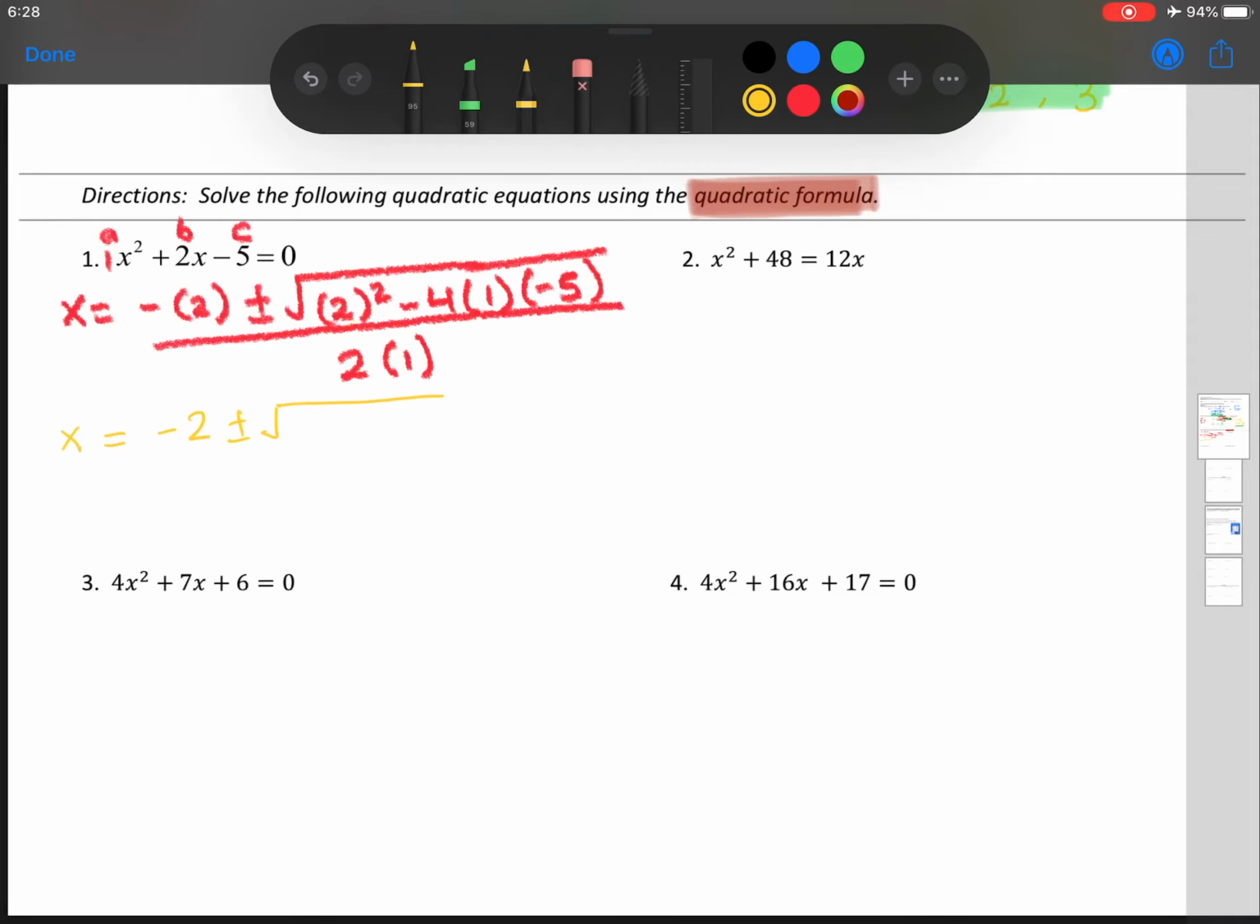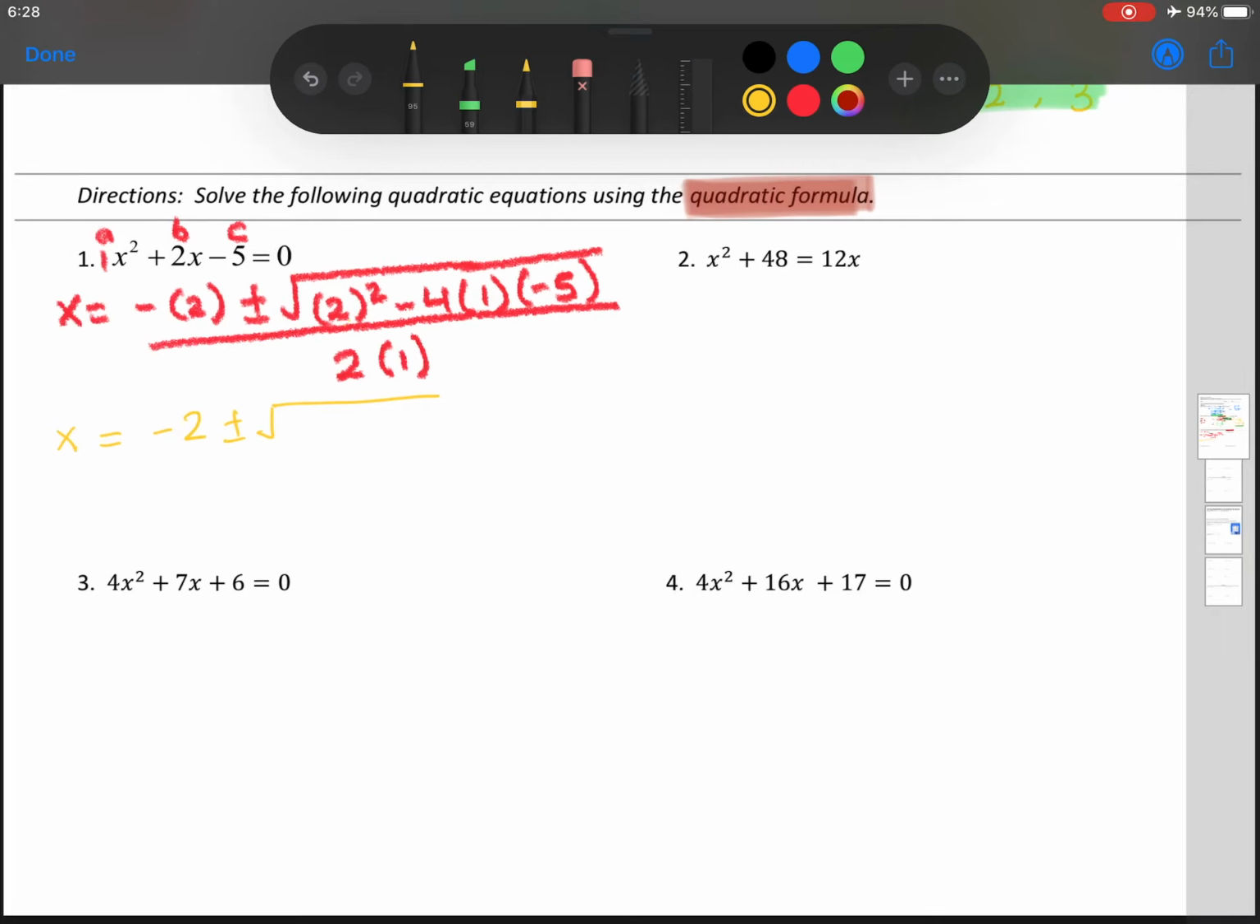What goes under the radical? 2 squared is 4, and negative 4 times negative 5 is positive 20. So this would be radical 24 over 2. Now 24 is a non-perfect square. I'm going to actually do this on the side here. How do you simplify radicals? You want to factor them, and one of the factors must be a perfect square. Give me the largest perfect square that goes into 24, which is 4.